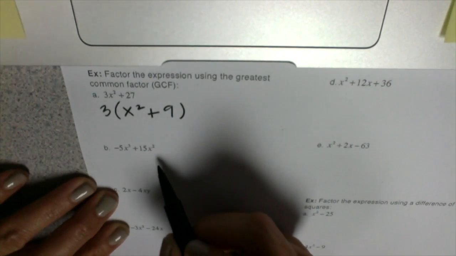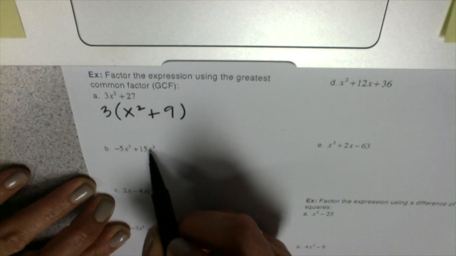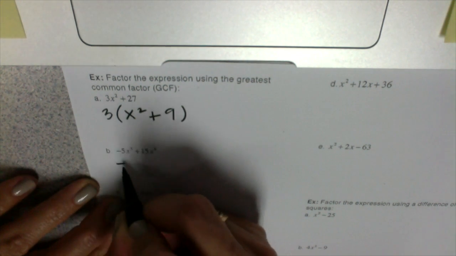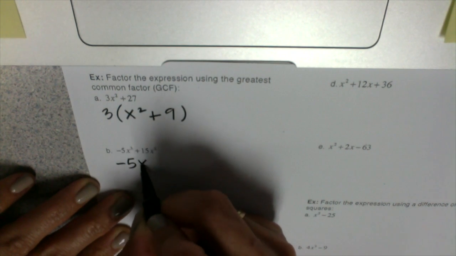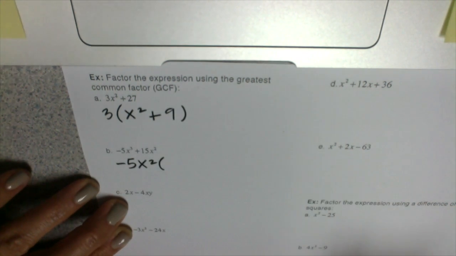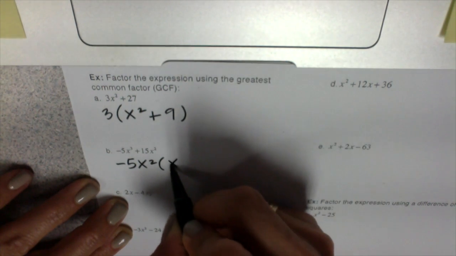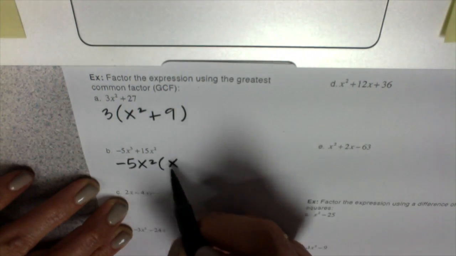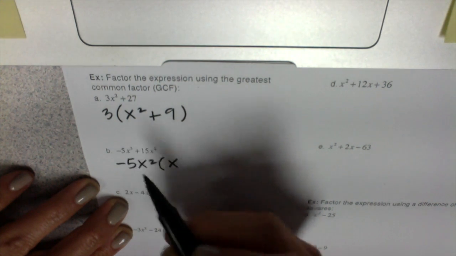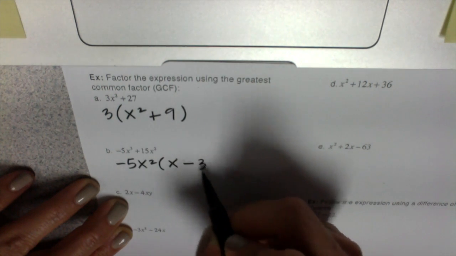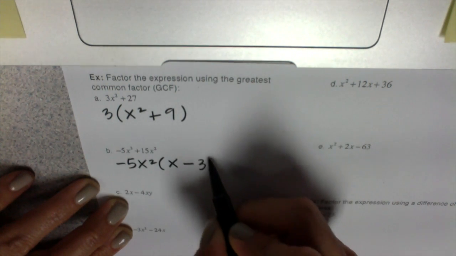For the next problem, we're going to look at the 5 and the x's. So with the 5, you can pull out a negative 5 and you can pull out x squared. When you factor out a negative 5x squared, for the first term you're going to be left with just x, because negative 5x squared times x gives you negative 5x cubed. And then a negative times another negative is a positive, so we'll do a 3.